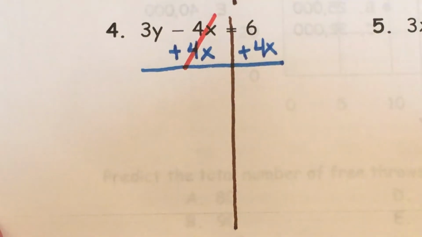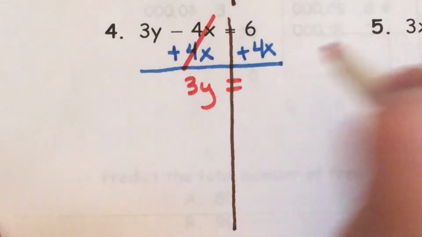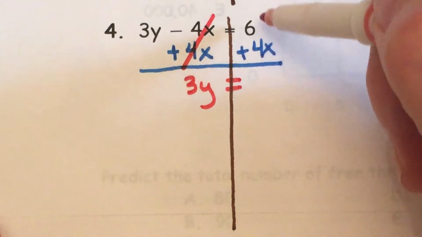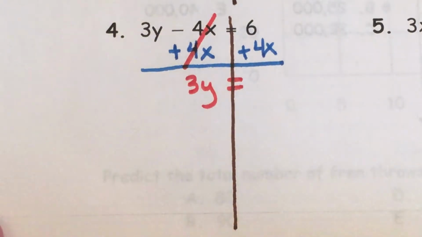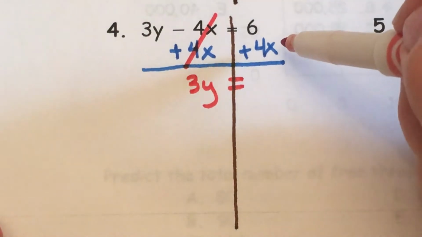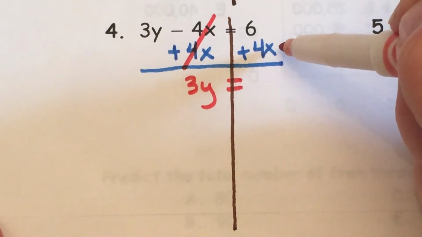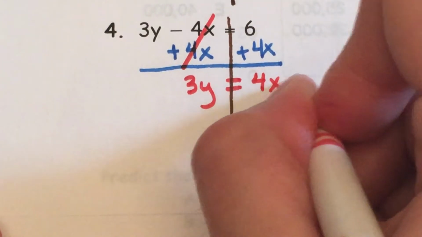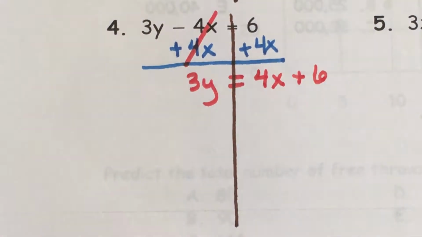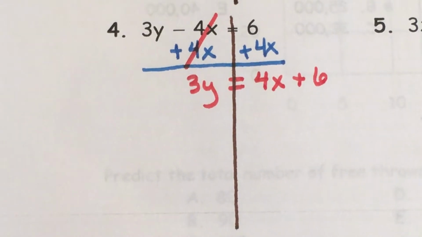So my 4x's now cancel on the left side of the river, leaving just a 3y. And again, we have this question of, can I combine 6 and 4 to make 10? No, I cannot. Why not? Because there's a variable on that 4. So this is just 4x plus 6 there on the right side of the equal sign.